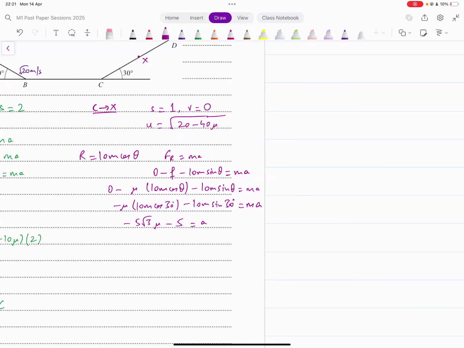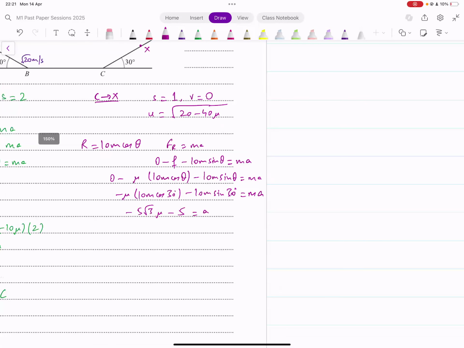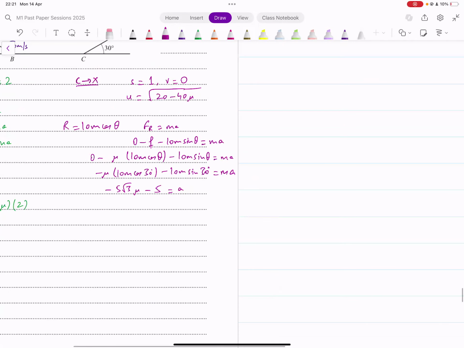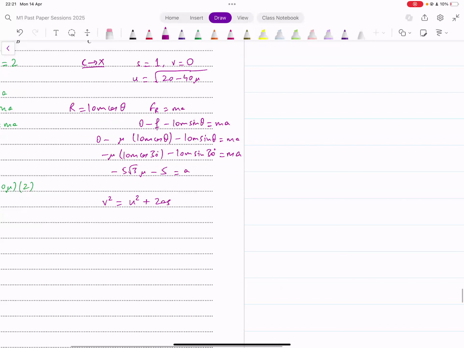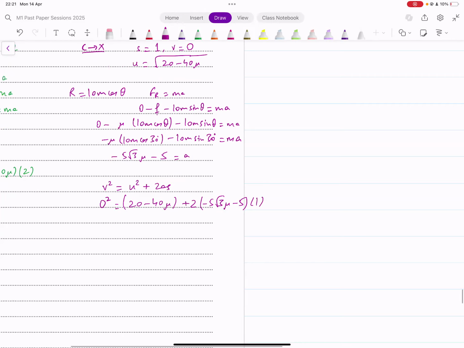Let's see what this turns out to be now. A is now this. So which equation connects these 4 things: A, U, S, and V? We can use V squared equals U squared plus 2AS. Do not mix up this mu and U. These are different. So V is 0. U squared is 20 minus 40 mu, times 3 times mu minus 5, equals 2 times s. That's just 1. Now we can solve this to find the value for mu and see what that turns out to be.